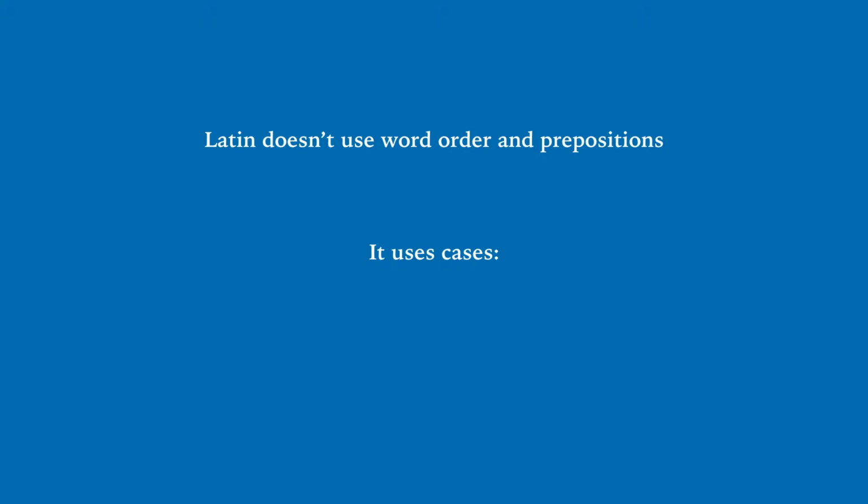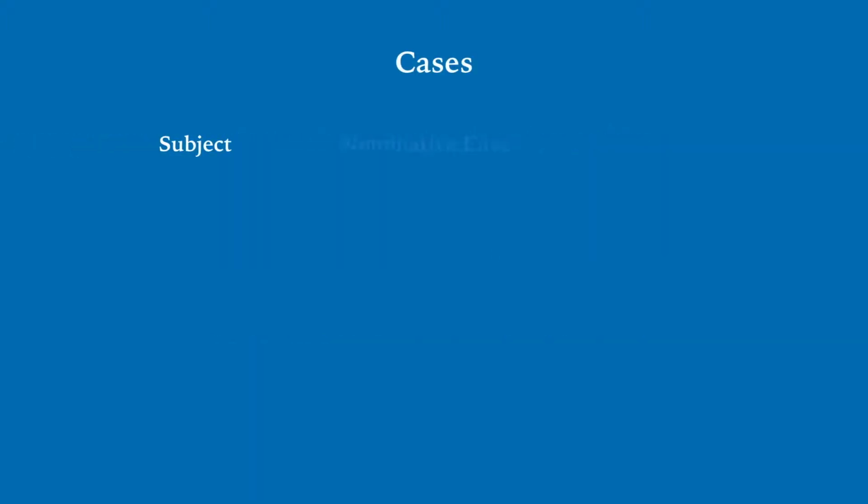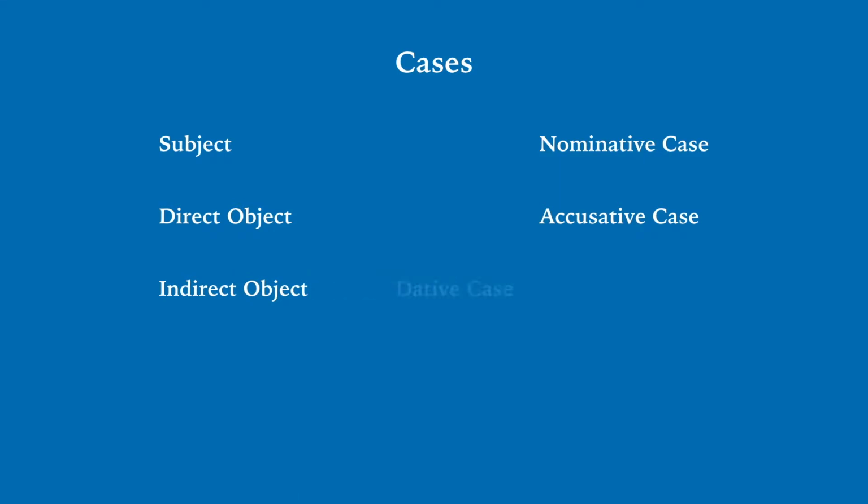In inflected languages, such as Latin and Greek, however, we just add different endings to nouns to tell us the same information. These endings are called cases. So, to show subject, Latin uses the nominative case. To show object, it uses the accusative case. For indirect object, we use the dative case, and instrument is the ablative case.